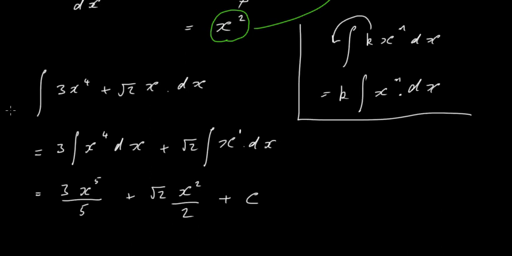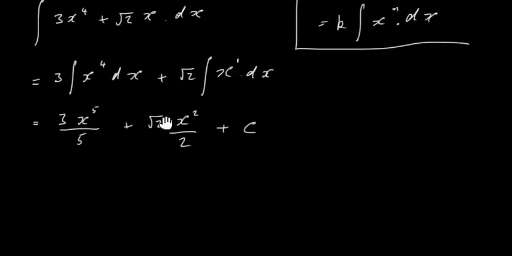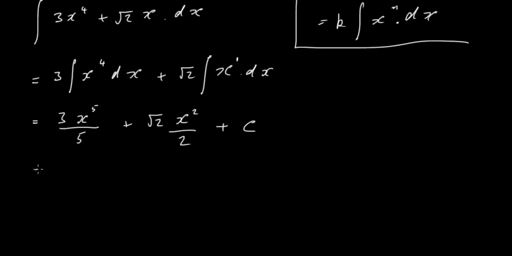Okay, so let's just simplify that if we can. No, we can't do anything here really. It's just 3 over 5 x to the power of 5 plus, there is a way of simplifying that. I think I'll just leave it as root 2 over 2 x squared plus c. So when we find an antiderivative of 3x to the power of 4 plus root 2 x with respect to x, we end up with this here.